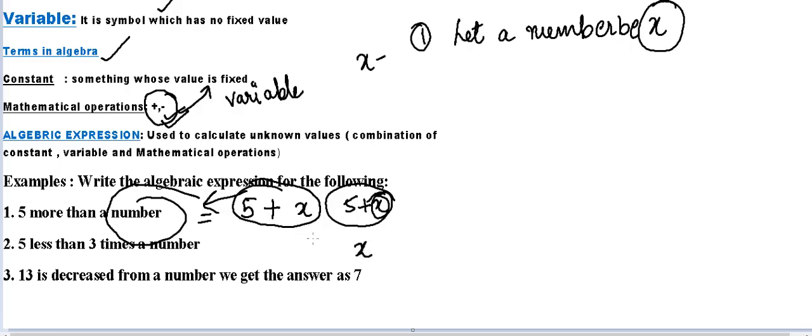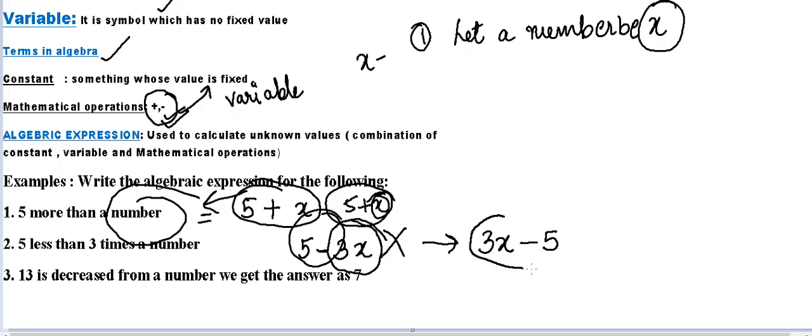It says 5 less than 3 times a number. This is a wrong equation, as in lessing we have to subtract 5 from 3 times a number. So this equation is a wrong one. How are we going to write it? From 3 times a number I am subtracting 5. So this is the correct answer for the second example. Usually we get confused between these two.